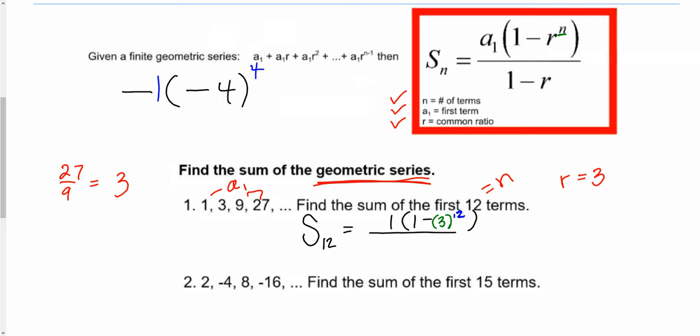Okay, then the bottom part. The bottom part is just 1 minus. And the bottom part doesn't matter because the bottom part doesn't have an exponent, so I'm not going to put parentheses around the r on the bottom. So it's just 1 minus 3. So then that all goes into the calculator and it's going to spit out a big number.